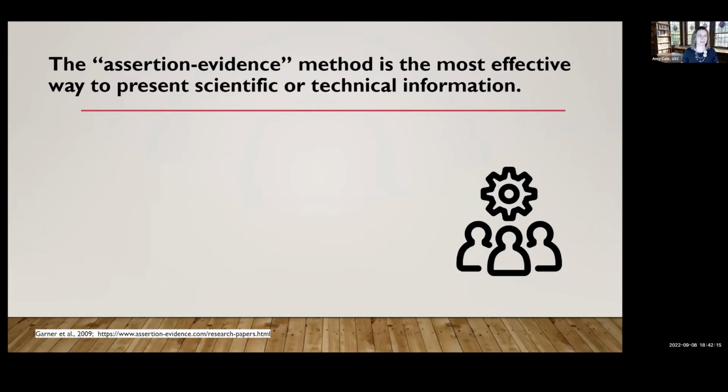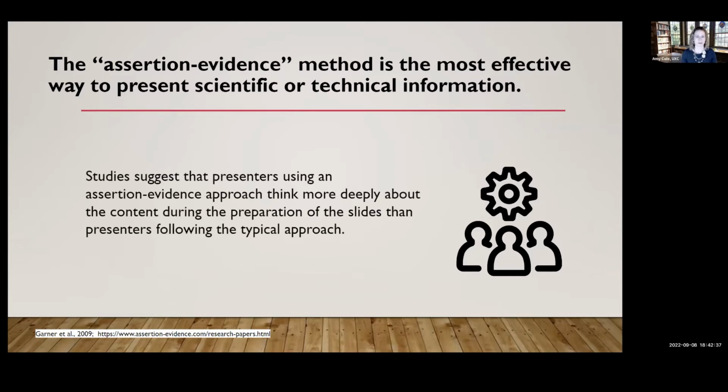I didn't conduct outside field studies or demonstrations, but I do work for the Division of Agriculture, the Cooperative Extension Service. I work with a lot of people who are scientists and conduct research. Part of this research was done for creating presentations to convince people of a theory that has been proven with evidence. Studies suggest that presenters who use this assertion evidence approach actually think more deeply when creating their presentation.